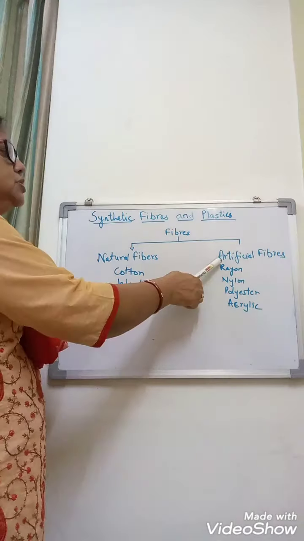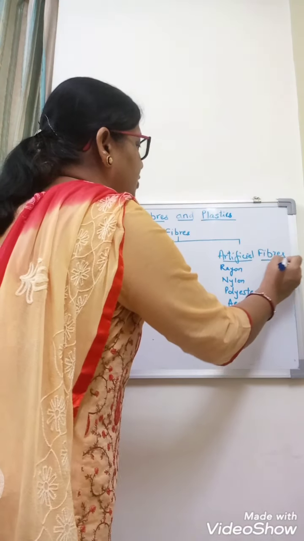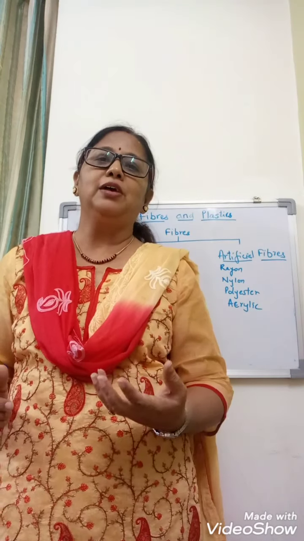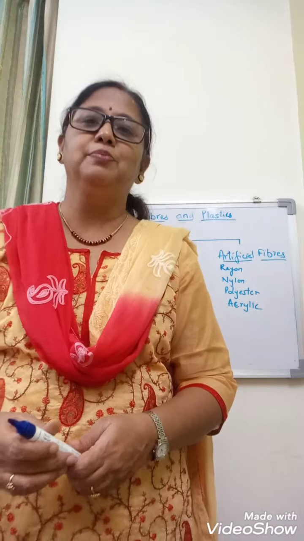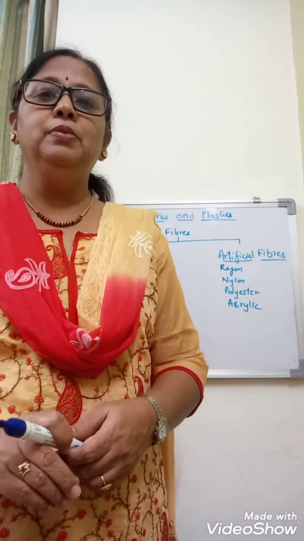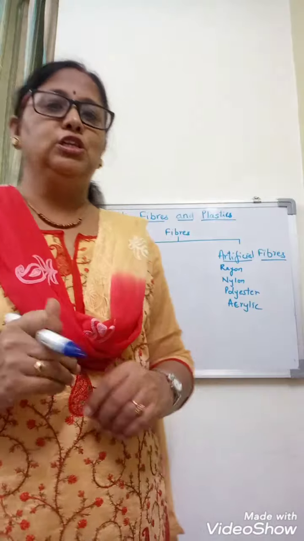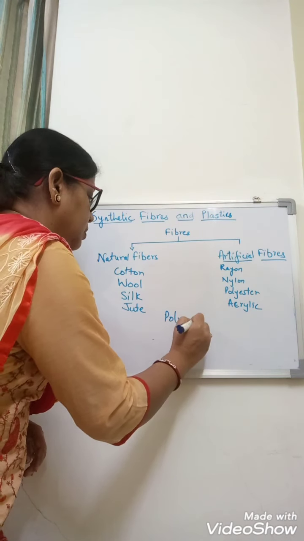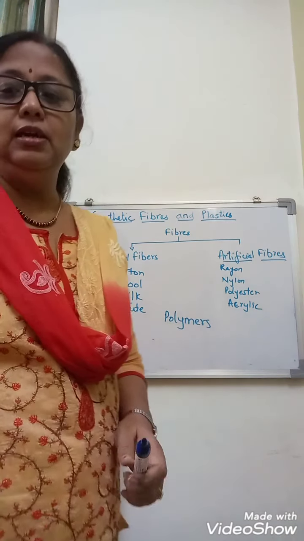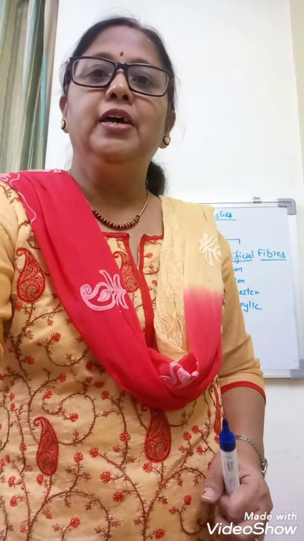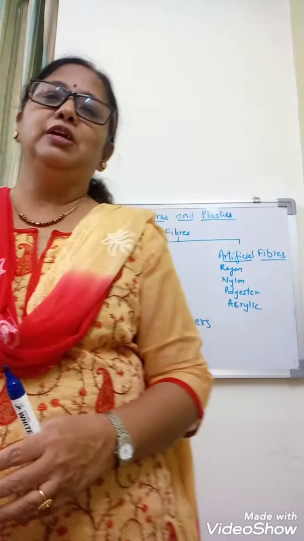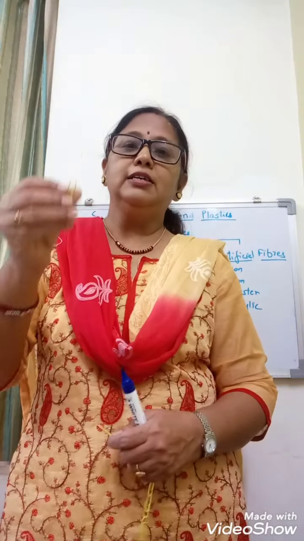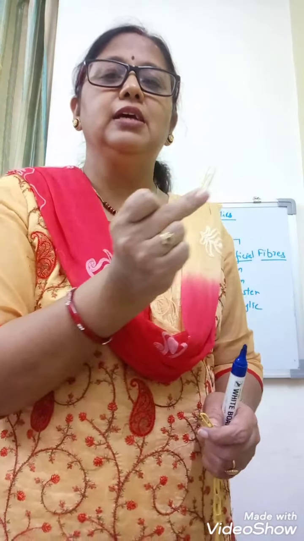In this chapter, we are going to study the artificial fibers. Artificial fibers are also called man-made fibers or synthetic fibers. They are made from a long chain of molecules called polymers. Poly means many and mer means unit. Now these synthetic fibers are made up of long chains of molecules. They are artificially made. For example, this you can say is a unit.